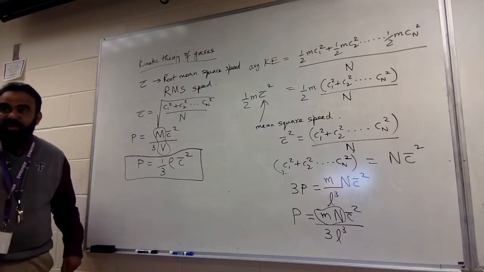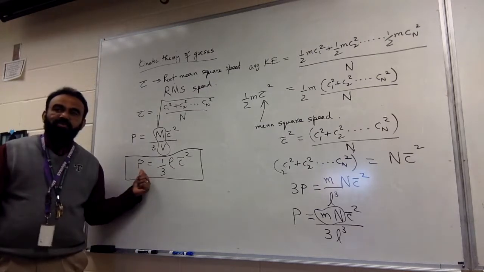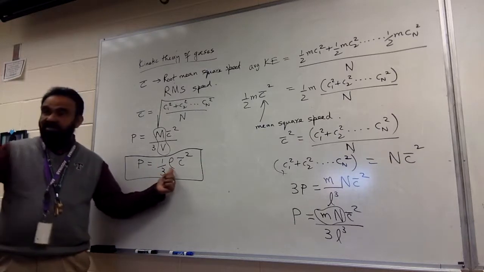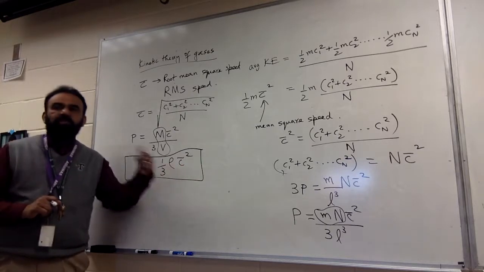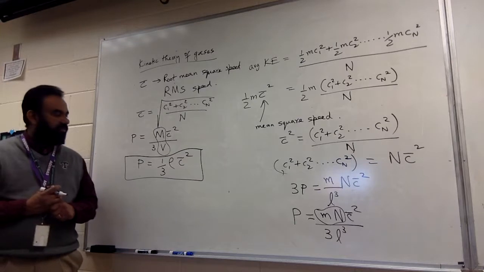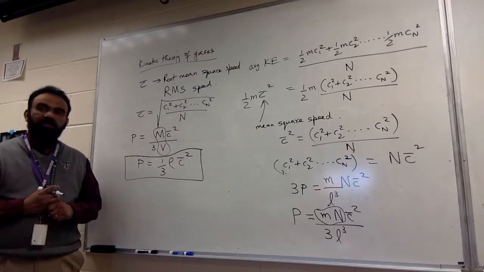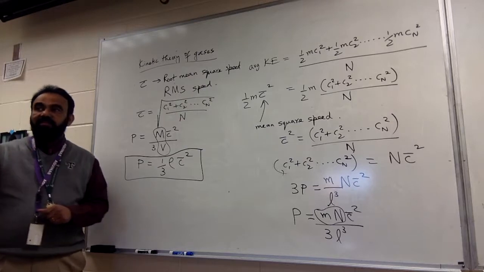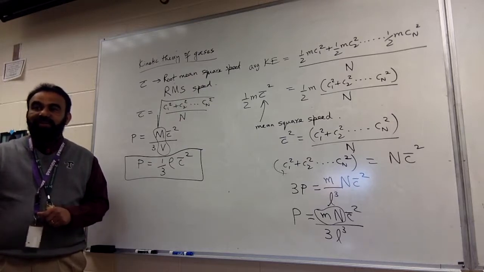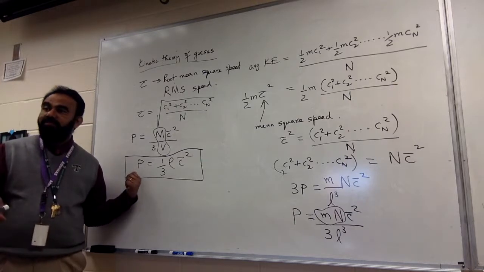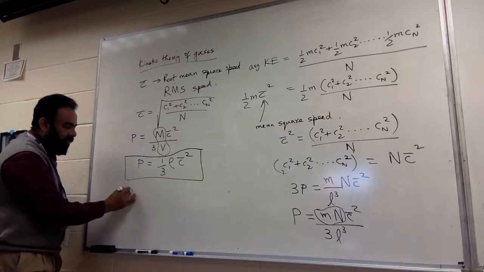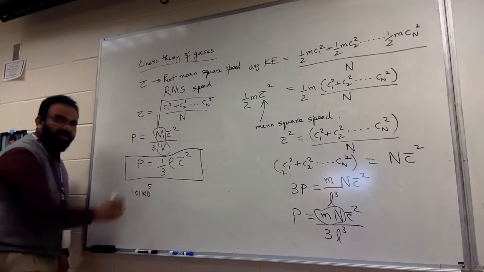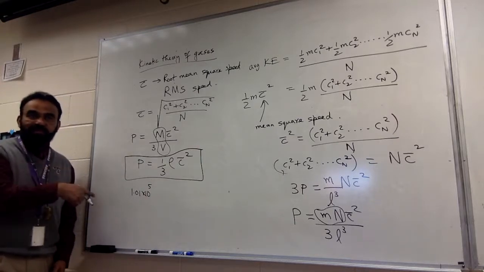The pressure in this room right now is 1/3 of the density of this air times the mean square speed. There it is. So can you tell me how fast the molecules in this room are moving right now? Plug it in. What's the pressure in this room? Atmospheric pressure. Substitute. This one is 1.01 times 10 to the power of 5 pascals. Right now the pressure in this room is atmospheric pressure.